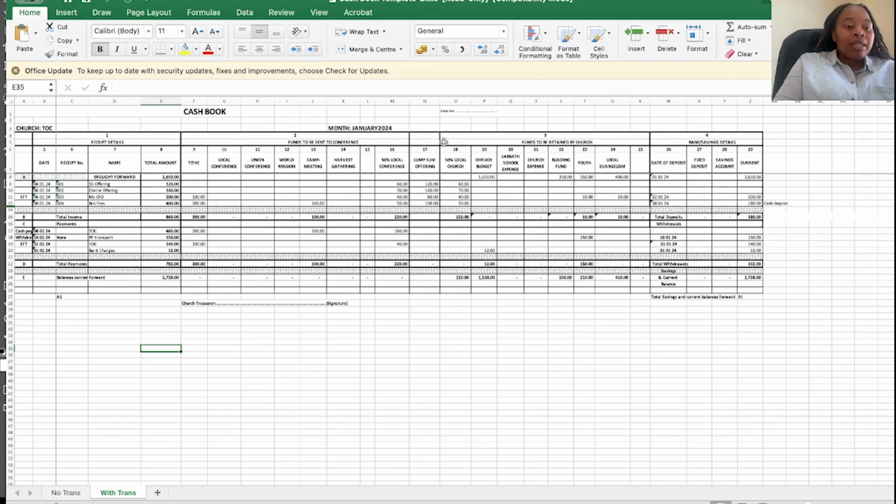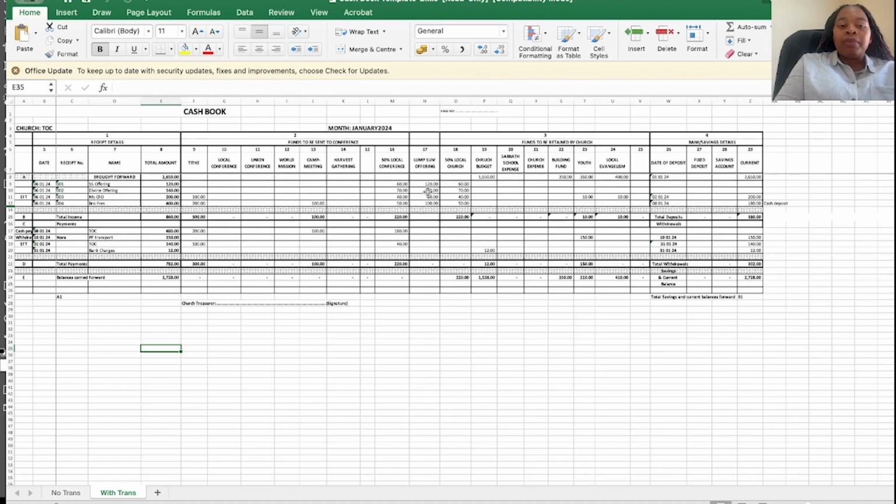So our first Sabbath in 2024, it was the 6th of January 2024. The first receipt that we have, here's the date, 6th January 2024. Then the receipt number, it's receipt number 1 as per our receipt book. And the first receipt is the Sabbath school offering. The Sabbath school offering was 120. So we take the 120, we put it under lump sum.